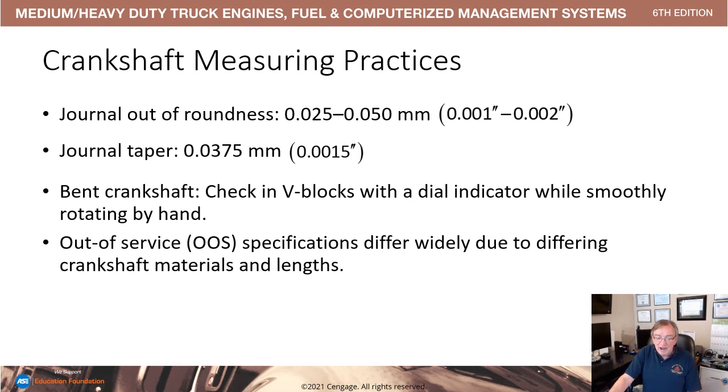Out of round, we're showing between 1 and 2 thousandths is maximum. Taper, 1.5 thousandths, so that's 1 and 5/10 thousandths. Bend in the crankshaft is checked by using precision V-blocks on a surface plate, and there are different specifications based on crankshaft materials, length, and engine design.